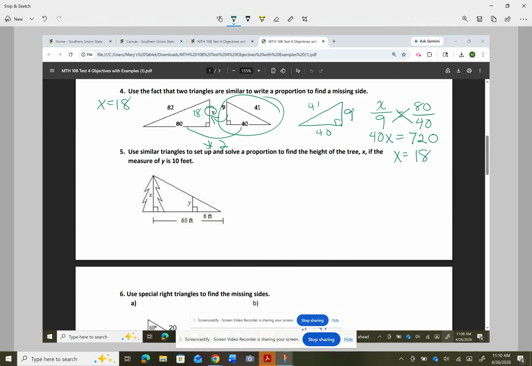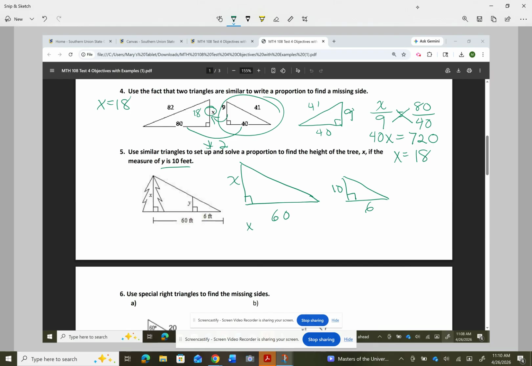Now, on question number 5, you also have similar triangles. It's just that they're overlapping triangles. So let's take just that big triangle out, and then let's pull that little triangle out. The right angle is here. This we don't know, that's what we're looking for, but actually in the words they told us that y was 10, so I'm going to put 10 there. Then I know this is 6 and this is 60. So I can do a similar thing.